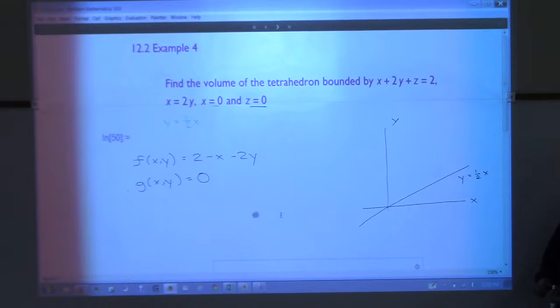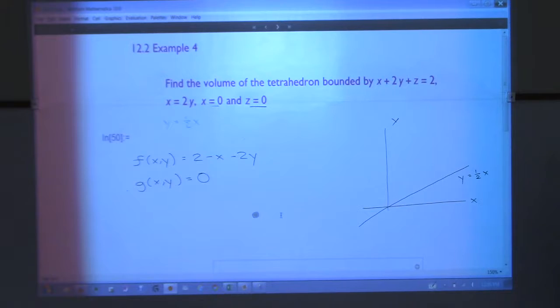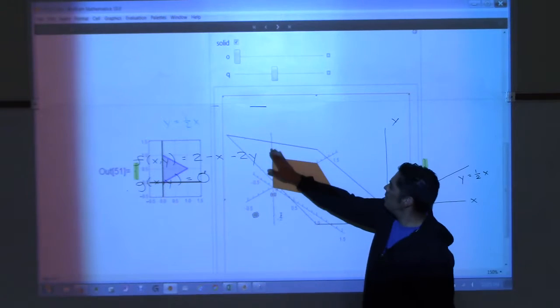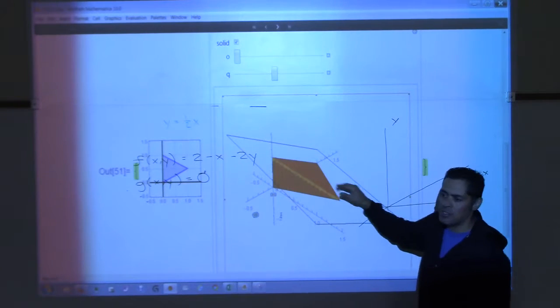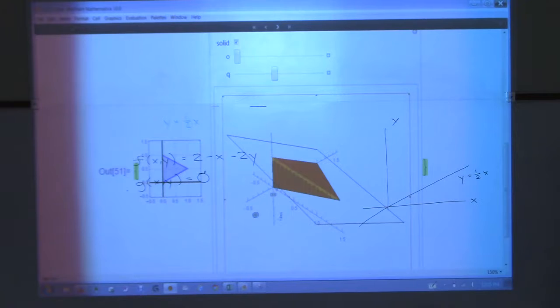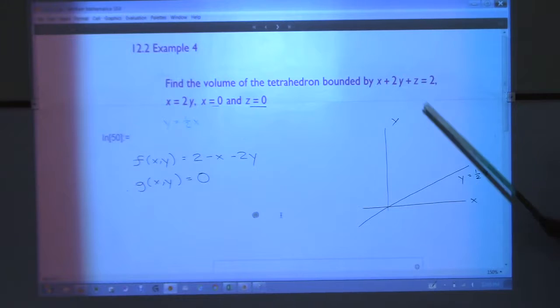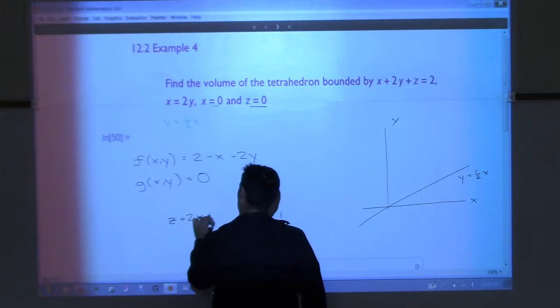How do I find that? How do I find where this surface right here hits the xy plane? Replace z with 0. Right? If I want to know where this plane came down and cut through and made this edge, I need to figure out when the z coordinate was 0. So I go back up to this, and I replace z with 0. What happens if I replace z with 0? x plus 2y equals 2.